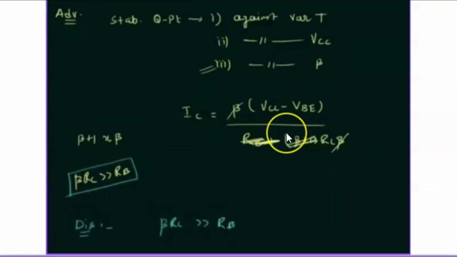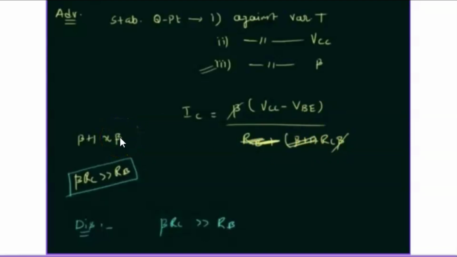Now let us talk about the advantages and disadvantages. तो हमारा Q point stable रहता है against the variation of temperature, against the variation of VCC and against the variation of beta. So in the case of beta, we know that IC is equal to beta times (VCC minus VB) by (RB plus (beta plus 1) times RC).